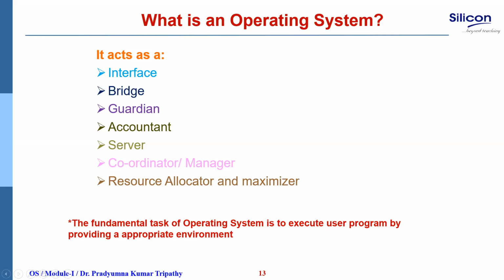The operating system works as a server. Server means it provides services. I am not saying a network server here. We are saying the operating system provides services, various kinds of services. We will be discussing them in the subsequent classes. Almost all the services that you use are being provided by the operating system. So it acts as a server.